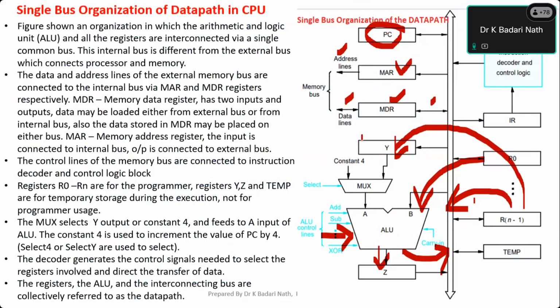Whenever we want to add 4 to the program counter, I use a multiplexer with a constant 4. Constant 4 means adding 4 to the program counter. So there is a line called the select line.